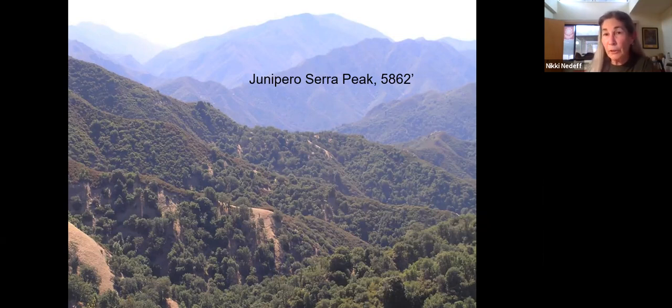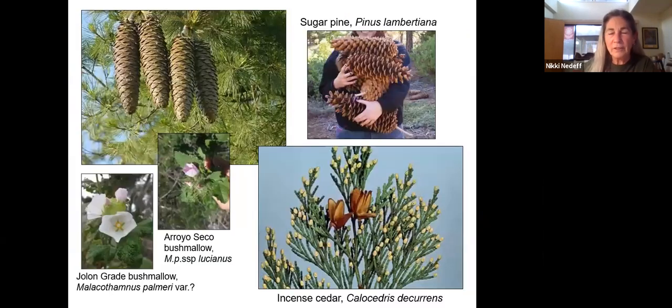The highest point in the county is Junipero Peak, 5,800 feet. Doesn't seem like that's very high relative to the Sierra Nevada, but it really is for coastal California. Junipero Peak, being so high, is like a sky island. It has plant species that are far more typical of, say, Sierra Nevada or other mountainous areas, much higher in elevation. We have things like sugar pine with these awesome cones. We have things like incense cedar up there.